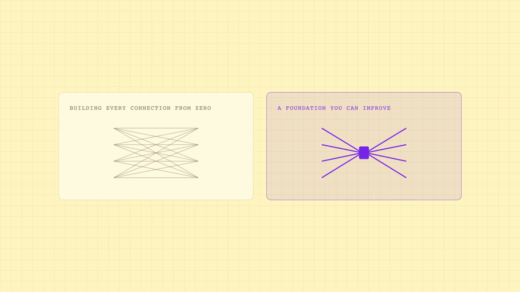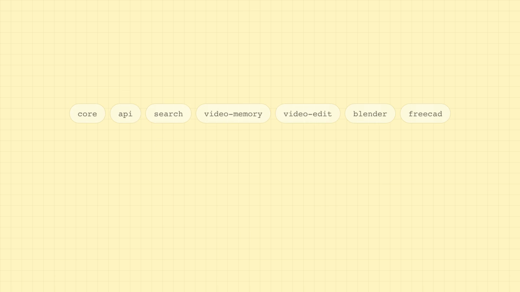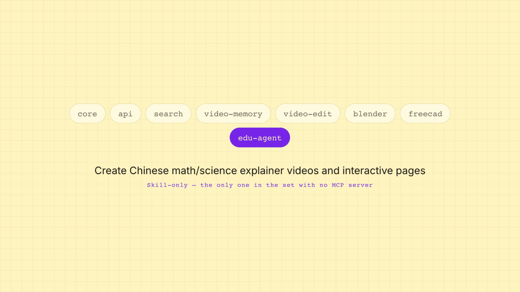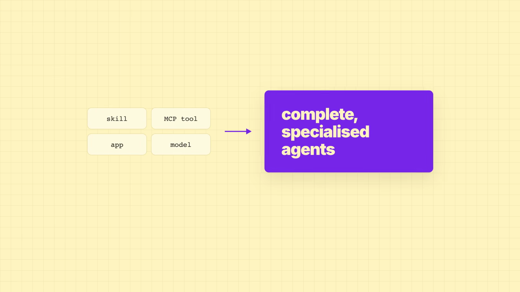But Qwen is creating a common way for agents to enter these applications. That gives developers a foundation they can improve, instead of building every connection from zero. There is even an education plugin that can create Chinese math and science explainer videos and interactive pages. It shows how these pieces can be combined into complete, specialized agents rather than used as isolated tools.